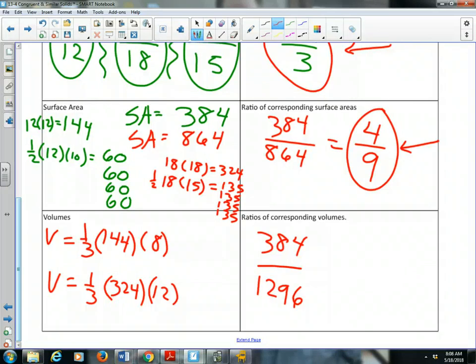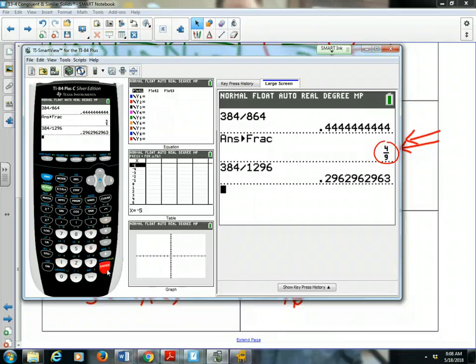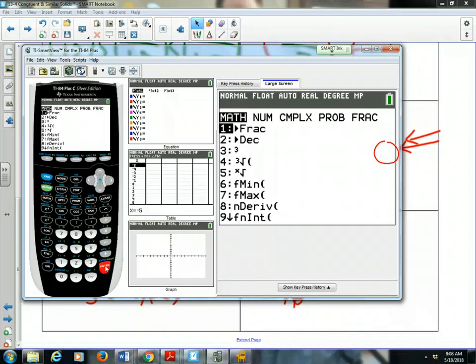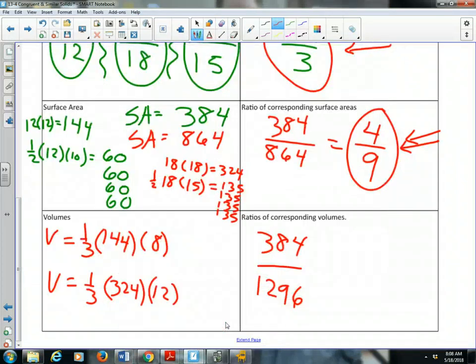If the ratio of the corresponding surface areas is 4/9, I wonder if the volume is also 4/9. Let's see. 384 divided by 1296. And this fraction, when we reduce it, is 8/27, not 4/9, even though the surface area one is 4/9. So that reduces to 8/27.